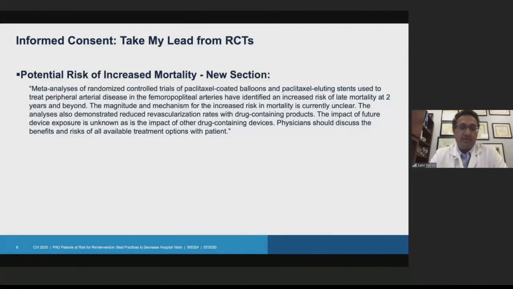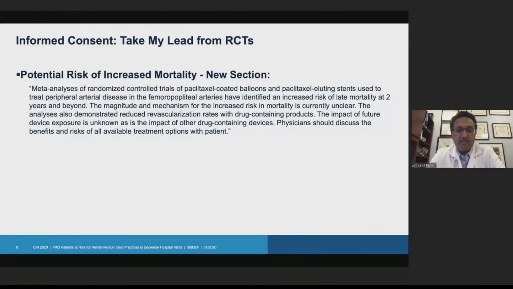And I'm going to read verbatim just for the moment. Meta-analyses of randomized controlled trials of paclitaxel-coated balloons and paclitaxel-eluting stents to treat peripheral artery disease in the femoropopliteal arteries have identified an increased risk of late mortality at 2 years and beyond. The magnitude and mechanism for the increased risk and mortality is currently unclear.